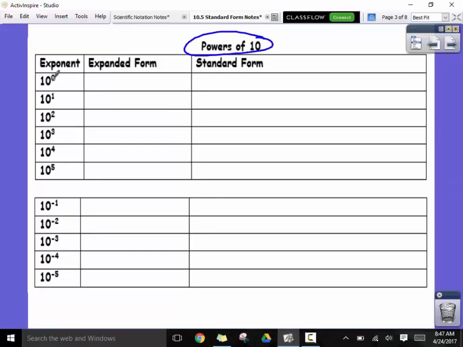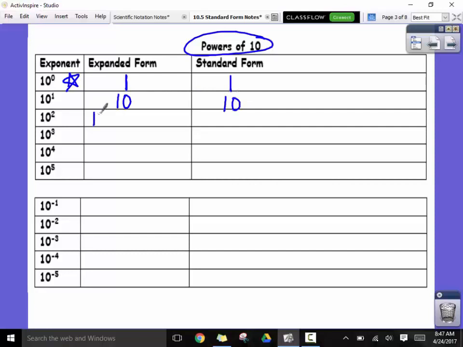Anything to the 0 power, 10 to the 0 power, is always equal to 1. Okay, so in standard form it is 1. That's a really special rule. Anything to the 0 power is 1. Now 10 to the first power is just 10. Okay, in standard form, that's 10.